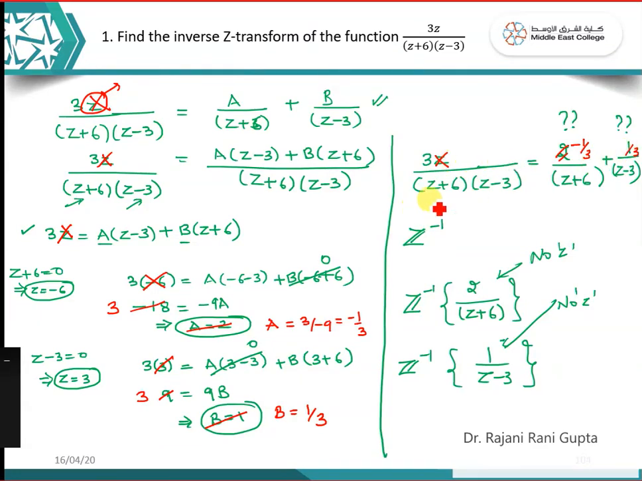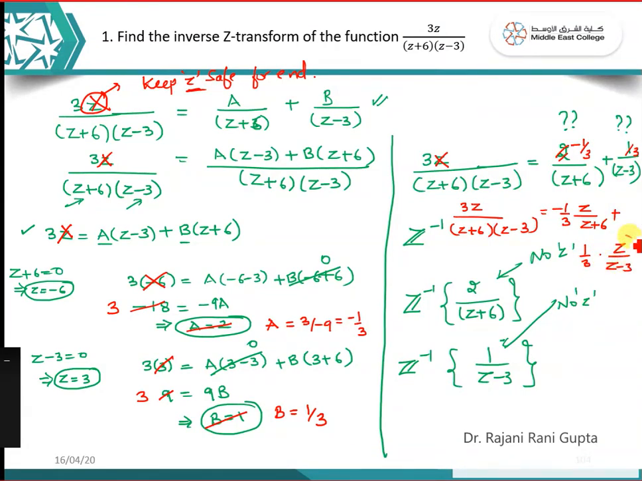Now we need z, so we write 3z over (z plus 6)(z minus 3). So now we are multiplying this z. Keep z safe for the end. So now we are multiplying this z here. So we get minus 1 over 3 times z over z plus 6 plus 1 over 3 times z over z minus 3. So now we have a rule for this. So this is how we tackle this problem.